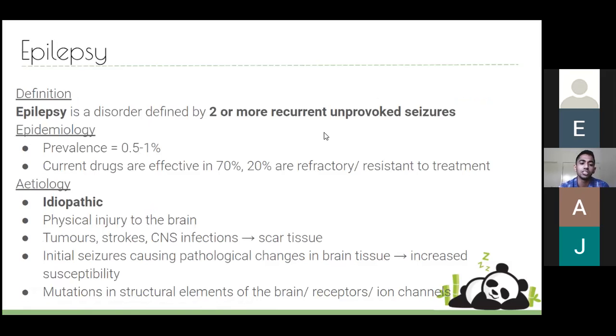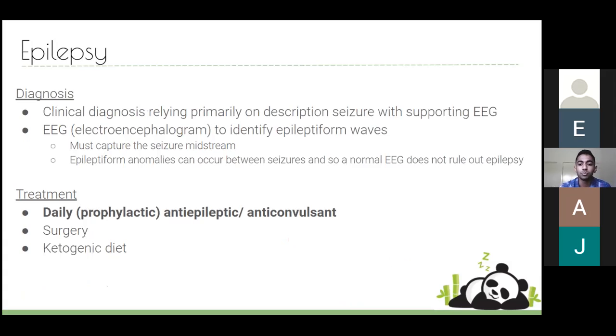The actual etiology is mainly unknown, but it could be due to a variety of things. So any pathology that's just going to create scar tissue in the brain, and that's just going to cause pathological changes in the brain. But we don't really know the actual mechanism about it. And even if we did, it's not that important. So keep moving.